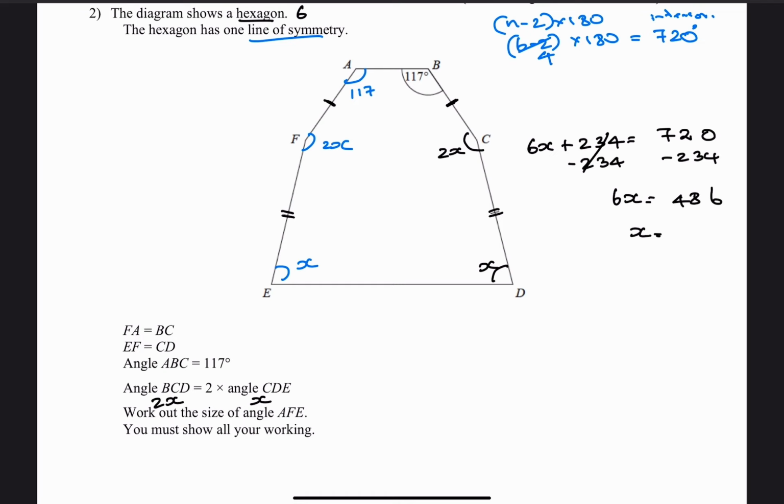We divide that by 6, and we get x is 81 degrees. So if x is 81, they want the angle AFE. Where is AFE? It's this angle. It's not supposed to be a curved straight line, but that's 2x. How much is 2x? Substitute it: 2 times 81, 162 degrees.